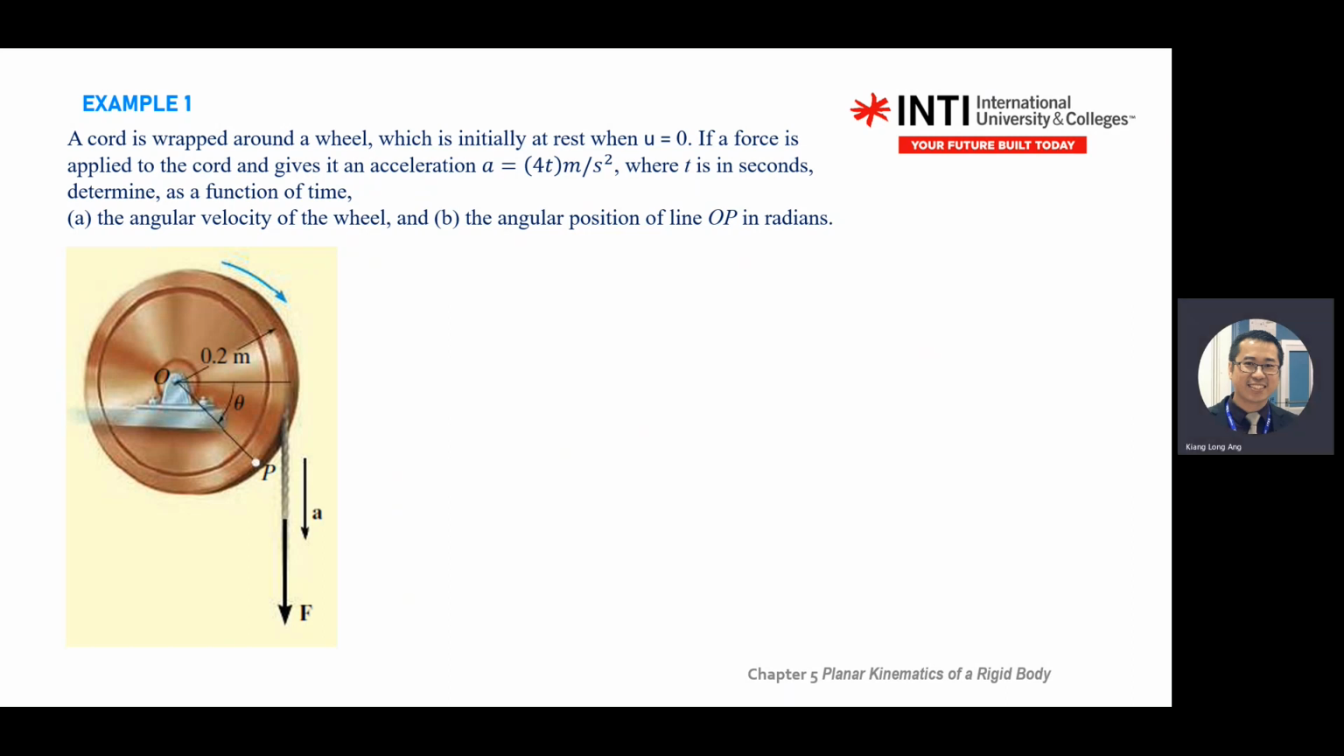If a force is applied to the cord, a force pulling, it gives an acceleration A. You see, this is acceleration now 4t meter per second square. This is a rigid body. It gives A. So I want you to find the angular acceleration, where t is in seconds, as a function of time. Find the angular velocity of the wheel, which is omega. B, find the angular position of line OP in radian, which means theta in radian.